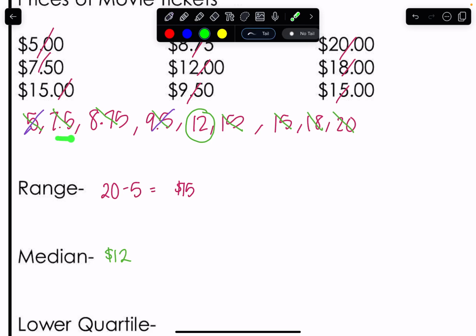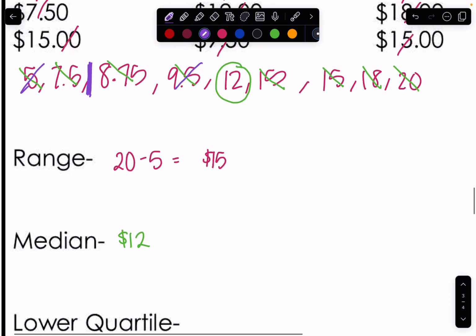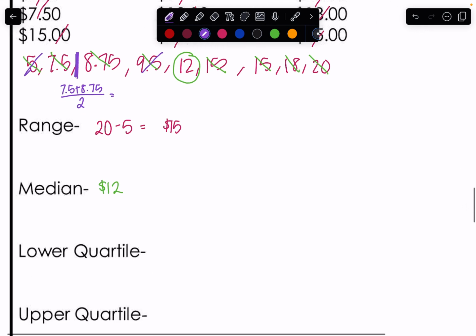But then I'm stuck. If I cross off 7.5, I have to cross off 8.75, and that's not good. So this time, I need to find the middle of those two numbers. What's in between 7.5 and 8.75? This one's tough. So this one you definitely need to type into your calculator. I don't expect anyone to know what number is directly in between or is in the middle of 7.5 and 8.75. So we can add those two numbers together and divide by 2. So when I do that, we get $8.13 after some rounding.